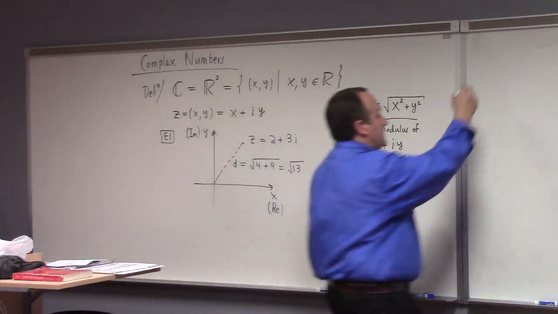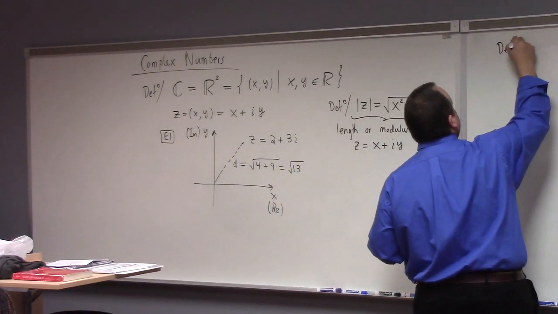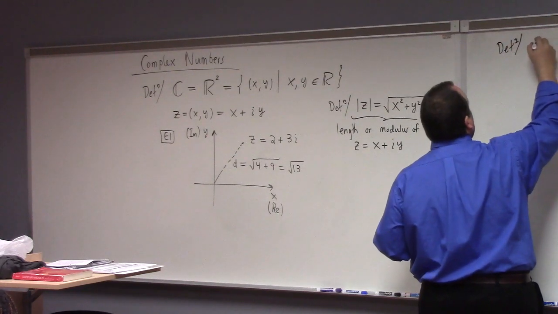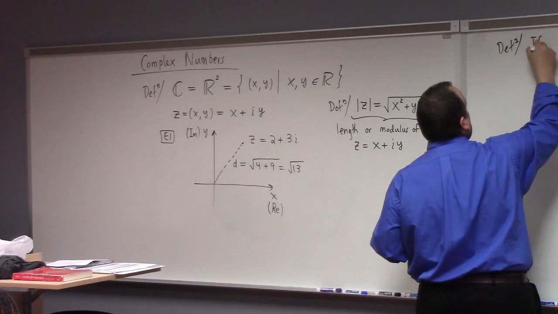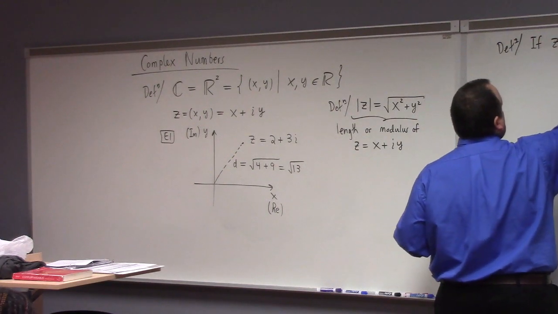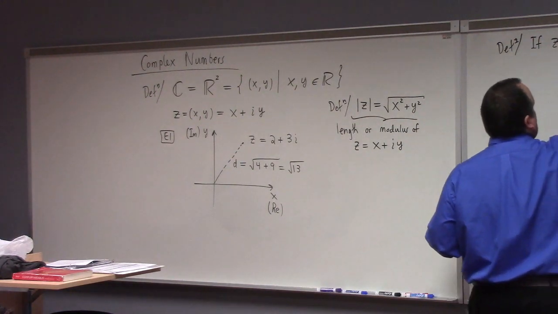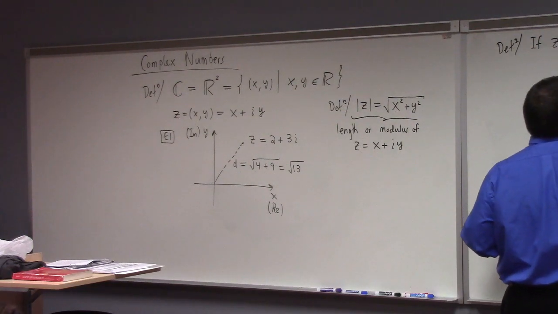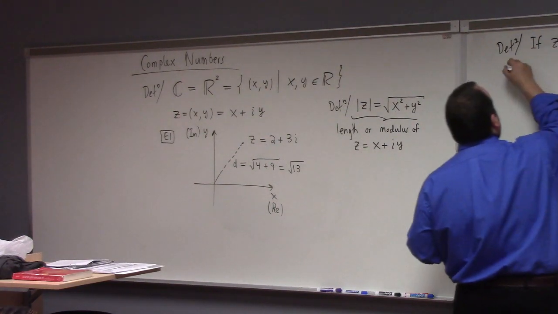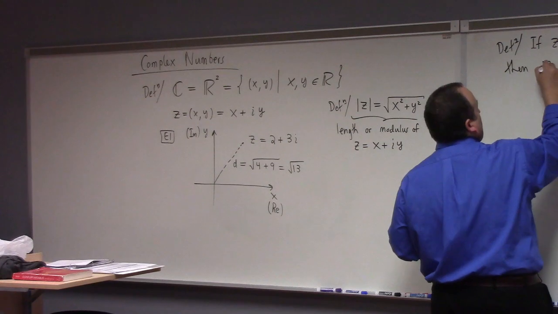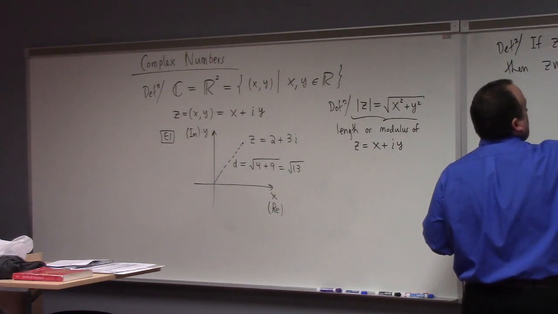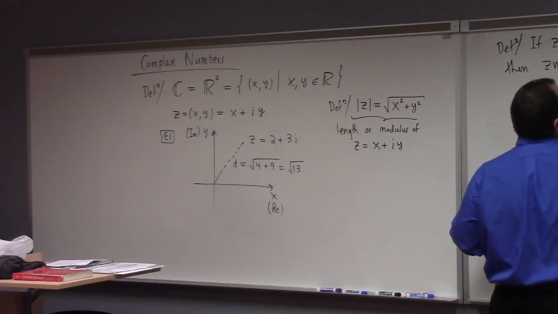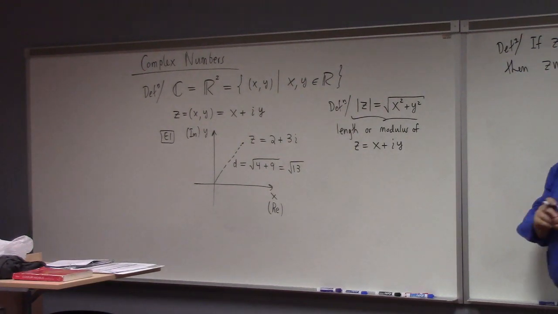So here's the definition. So here it goes. If I have z equals x plus iy, and I'll make w equals a plus ib, then zw, which of course is x plus iy times a plus ib, right? What's it equal to?